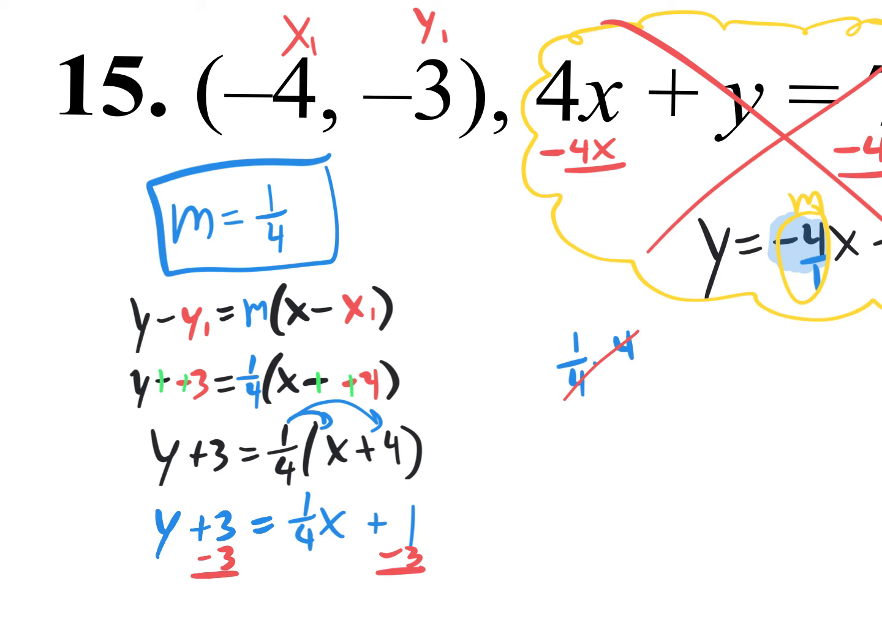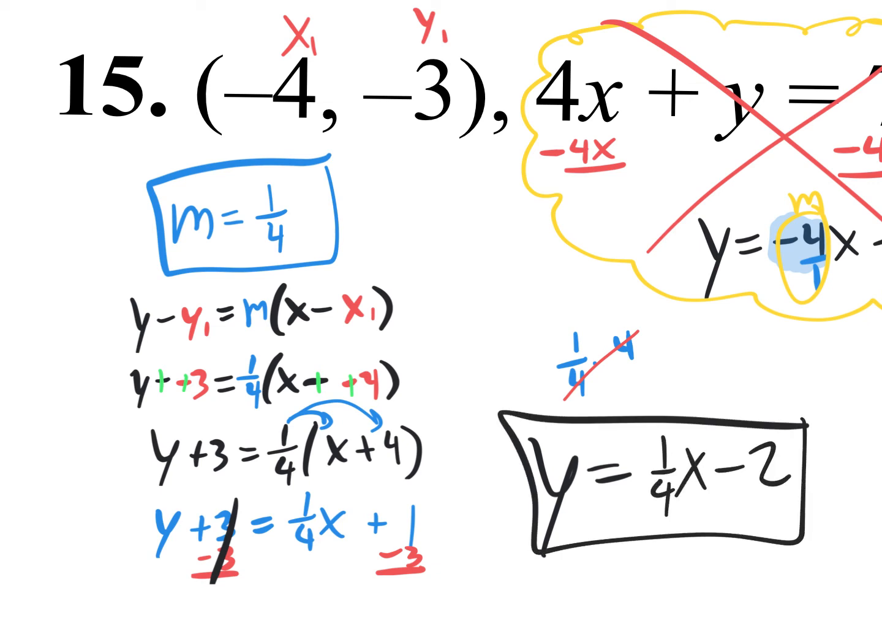Our final slope-intercept form equation, y equals, because that canceled out, you have y by itself equals 1/4 x, this becomes a -2. y equals 1/4 x minus 2. This is the equation that is your answer. They want your slope-intercept form equation. That is the slope-intercept form equation that passes through the point -4, -3, and is perpendicular to this given equation.